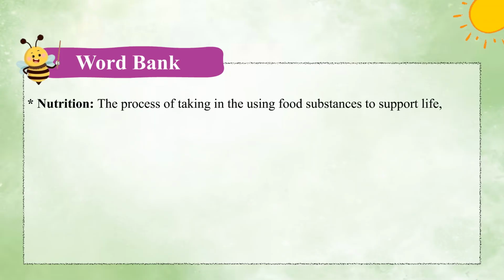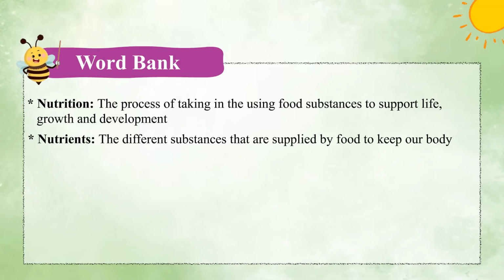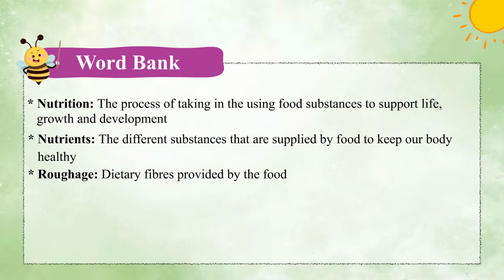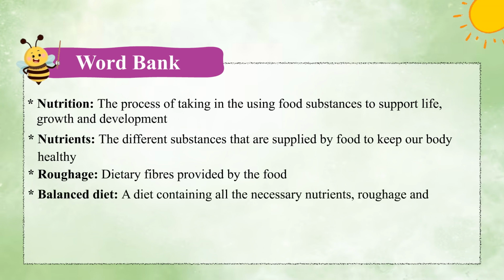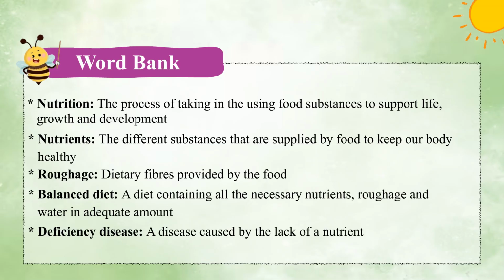Word bank. Nutrition, the process of taking in and using food substances to support life, growth and development. Nutrients, the different substances that are supplied by food to keep our body healthy. Roughage, dietary fibers provided by the food. Balanced diet, a diet containing all the necessary nutrients, roughage and water in adequate amount. Deficiency disease, a disease caused by the lack of a nutrient.